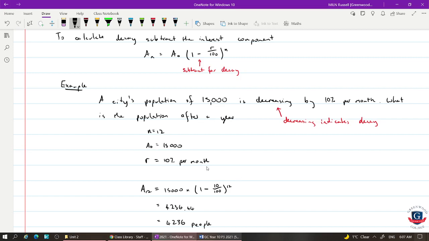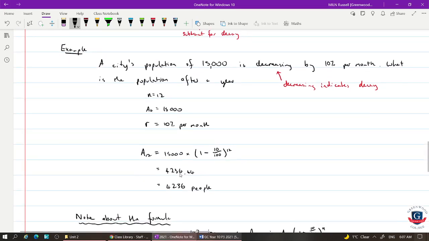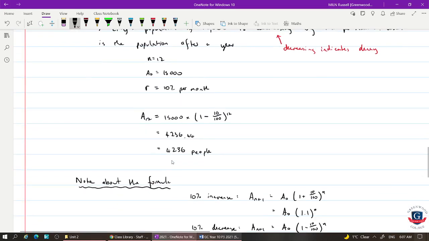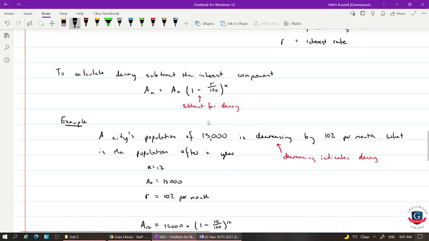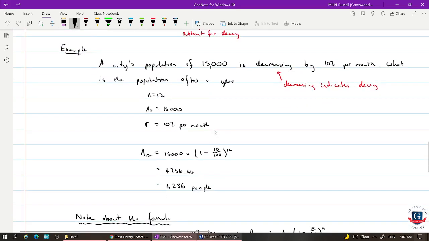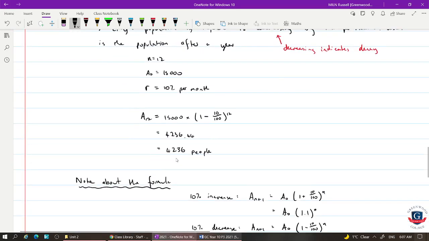Well, sorry, the rate, not the interest, is what I was trying to say, as a percent. So if we're looking for A12, which is after 12 periods, it would be 15,000 times 1, in this case minus 10 divided by 100, raised to the power of 12, just using the formula we established here. And that would give us 4,236 people.